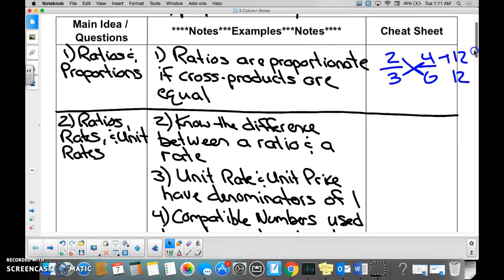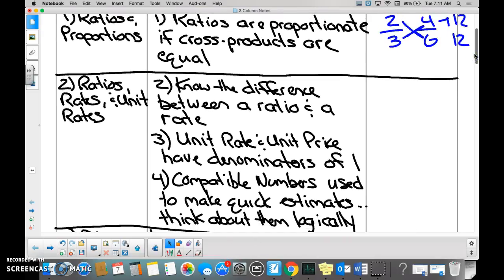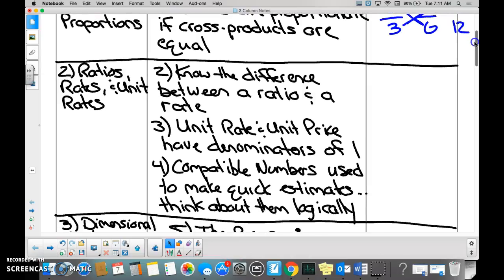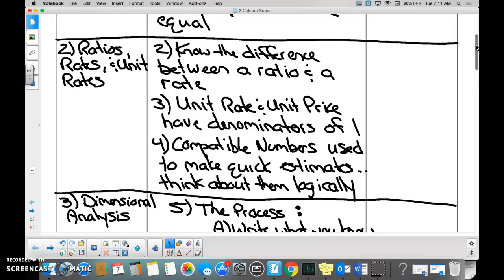Number 2, ratios, rates, and unit rates. Know the difference between a ratio and a rate. We talked about that, and it's also in your notes. Unit rates and unit price have denominators of 1. Compatible numbers also were part of this section.